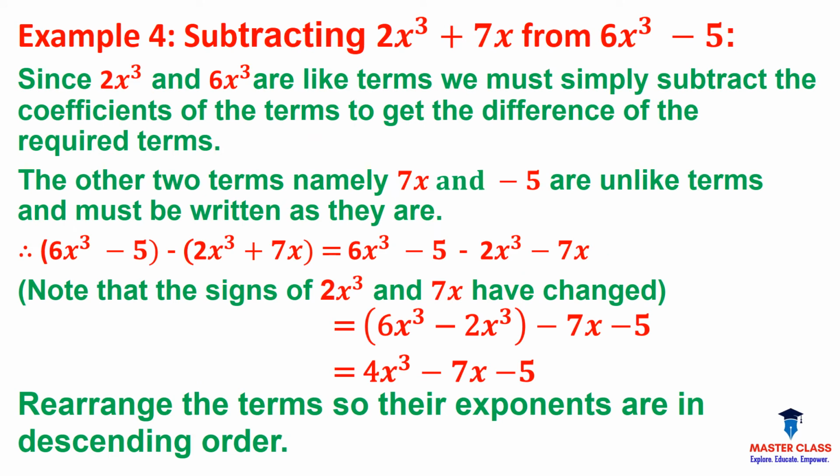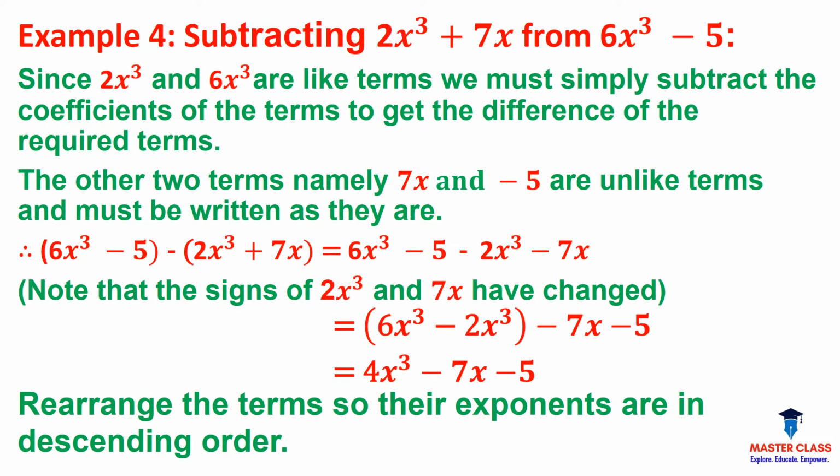The next example we'll see is how to subtract 2x cubed plus 7x from 6x cubed minus 5. Since 2x cubed and 6x cubed are like terms, we must simply subtract the coefficients of these terms to get the difference of the required term. The other two terms, namely 7x and minus 5, are unlike terms and must therefore be written as they are.